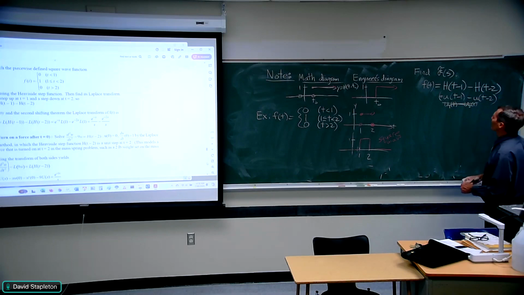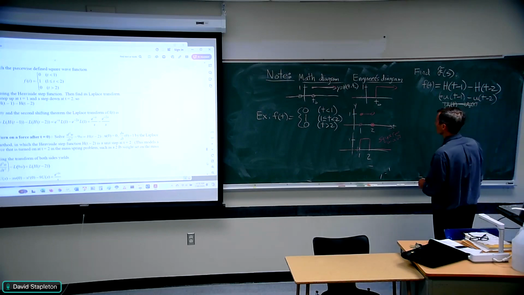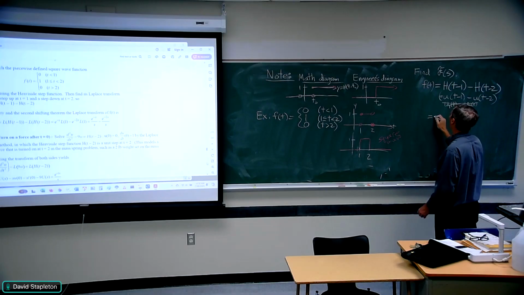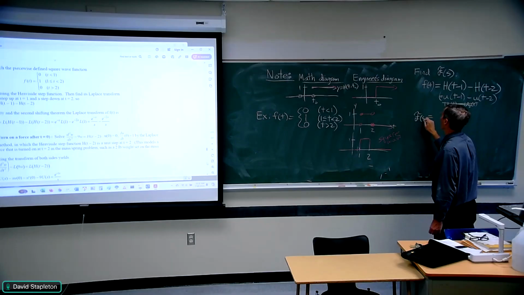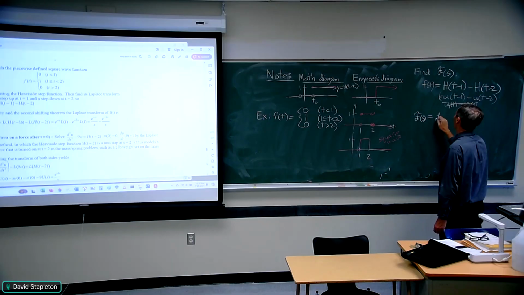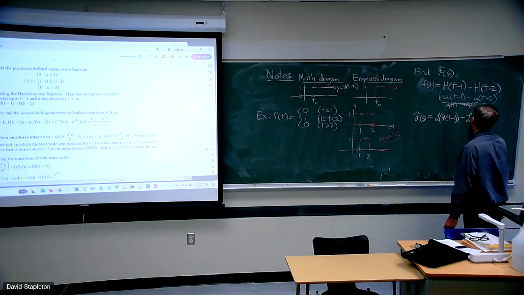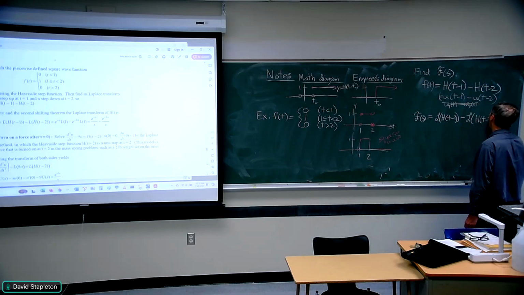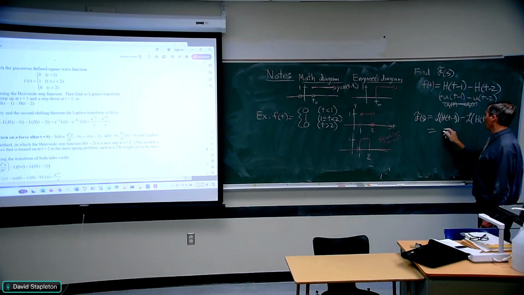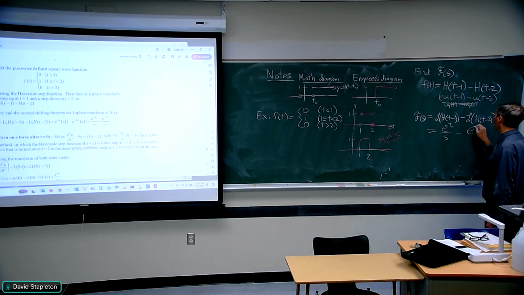All right, so what's the transform? We can say that f of s is the transform of the difference. Well, the transform of the difference is the difference of the transforms. It's the Laplace transform of h of t minus 1 minus the Laplace transform of h of t minus 2, right? But we know what the Laplace transform of the Heaviside step function is. It's 1 over s times e to the minus s t0, where this is t0. So it's e to the minus 1 s over s for this one, and this one is e to the minus 2 s over s. And it's as simple as that.